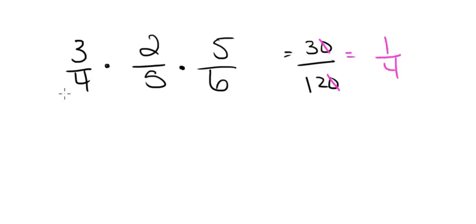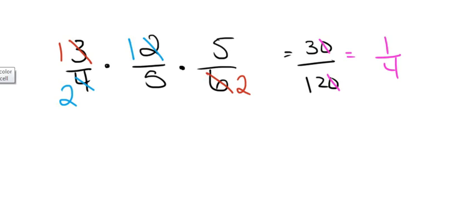Well, let's take this same problem and do it a little bit differently. Let's take the 3 and cancel it out with the 6. 3 goes into 3 one time. 3 goes into 6 twice. Y'all see that? Then let's take this 2 here and say 2 goes into 2 one time. 2 goes into 4 twice.